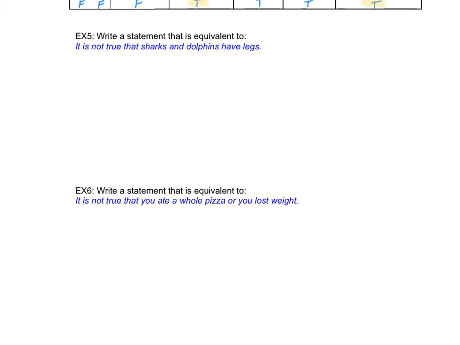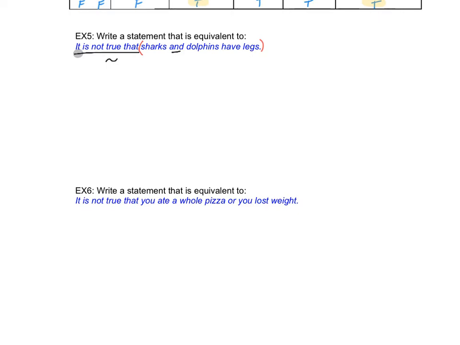We're going to use this equivalence to write a statement that's equivalent to, it is not true that sharks and dolphins have legs. So this is really interesting. Look at that, it is not true that. That's a negation. And it's negating everything that follows. So it is not true that sharks and dolphins have legs. So you see that there's an and in there. This tells me that this is an and, a conjunction.